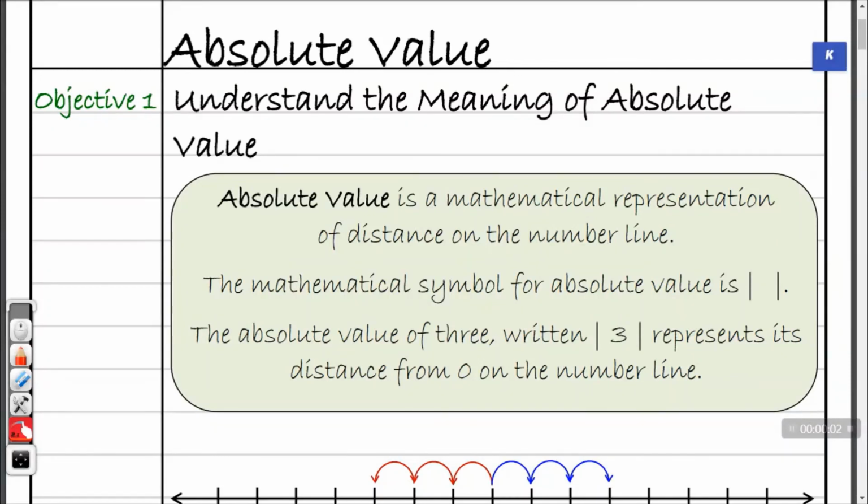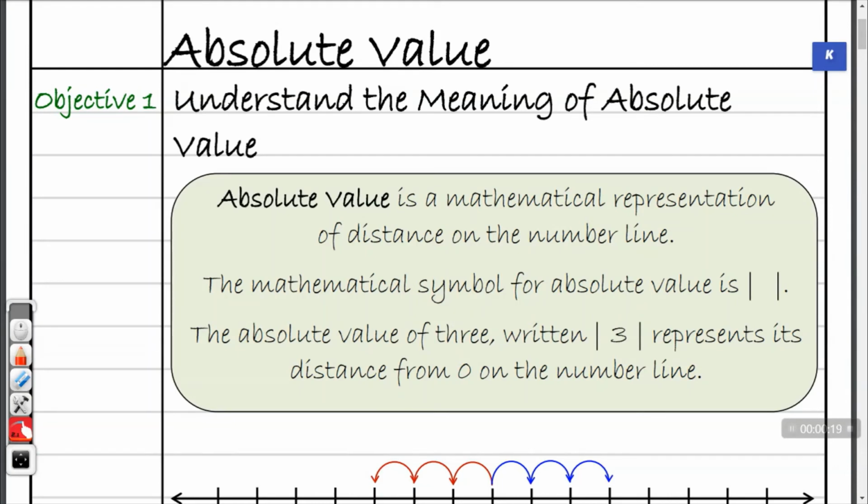Hello and welcome to our video on simplifying and evaluating expressions involving absolute value. In this video, we're going to talk about what absolute value is and how we can simplify an expression that includes absolute value.